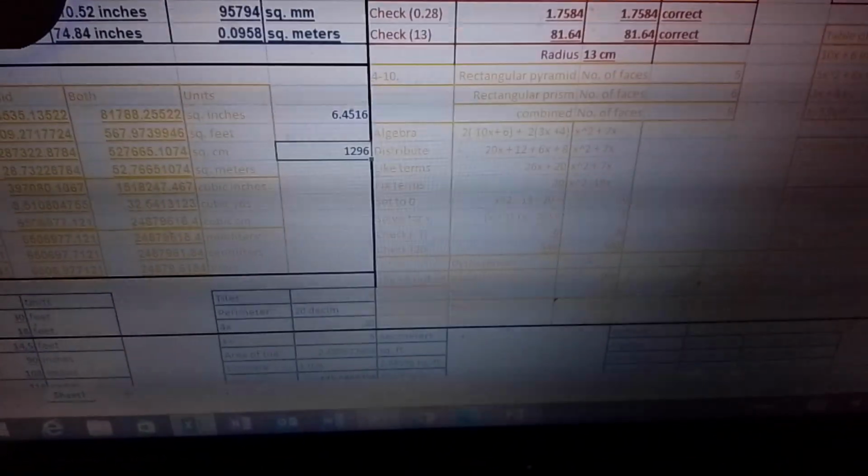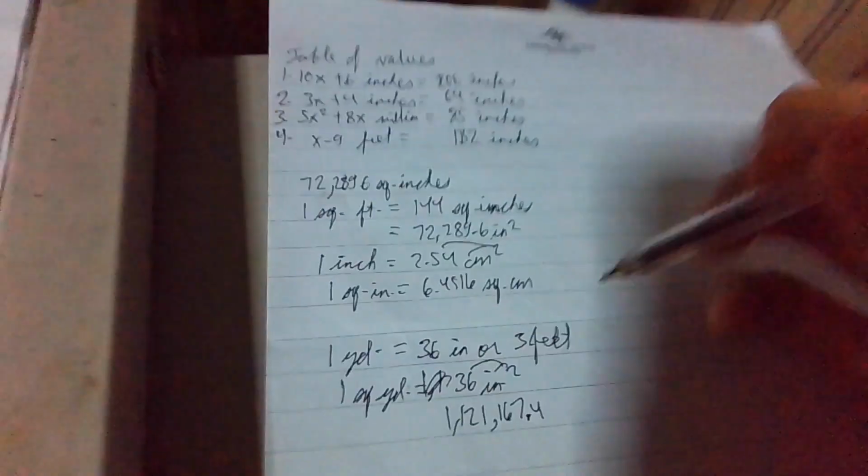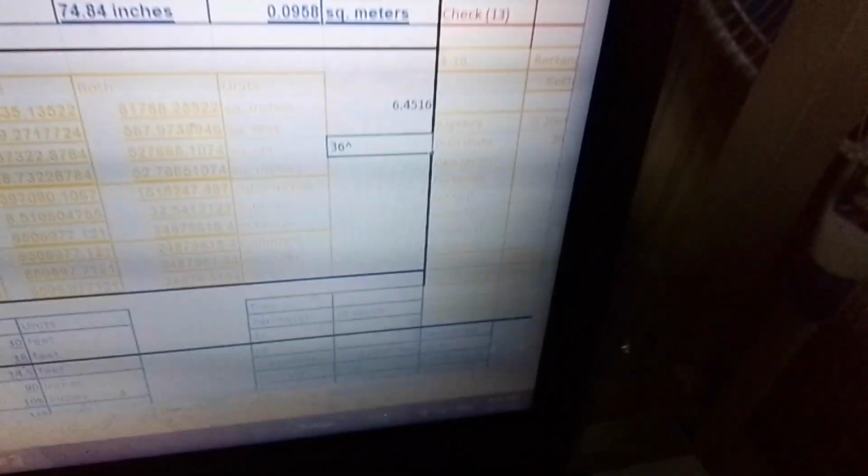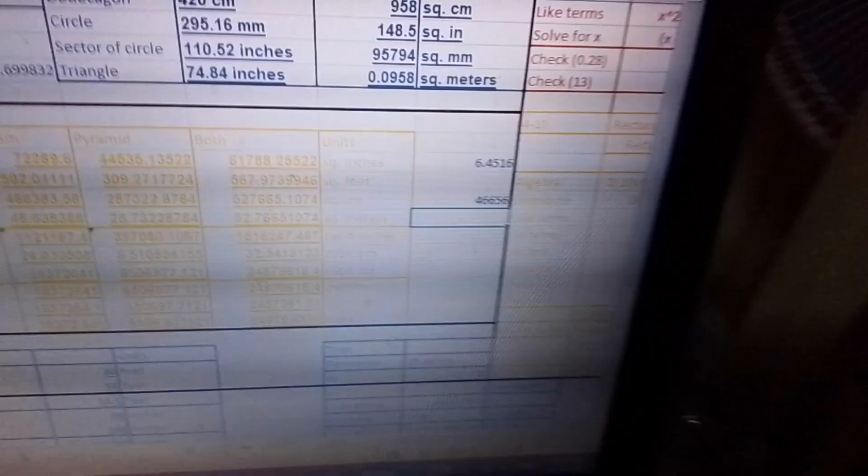That's wrong. Oh, sorry. That's cubic. Because remember, what we did earlier was square, right? So that's cubic. Sorry, folks. So remember, I typed 36, then caret, then press equal. Then 36 caret 3. Right, it's 46,656. That's for cubic yards.